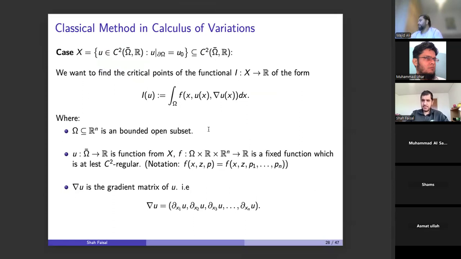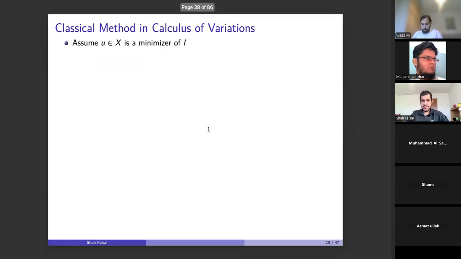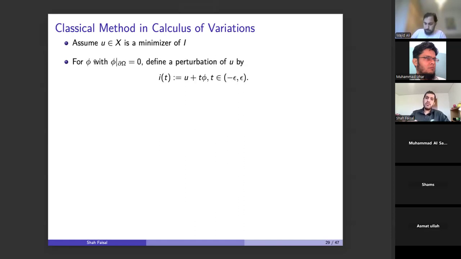So we can still apply the previous theorem in some interesting way. Let's do the following. Assume some function u is a minimizer of I. Now I look at the following function of one variable. Take some function that vanishes on the boundary and add it to the minimizer: the minimizer plus t times that function, where t varies between minus epsilon and epsilon.